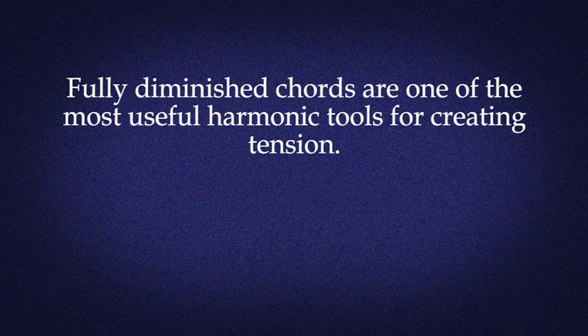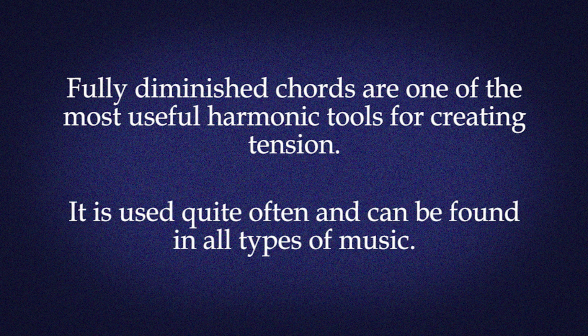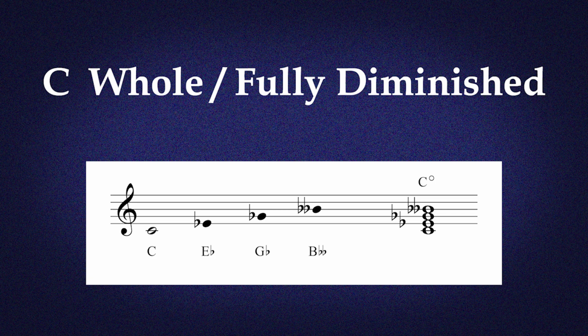Fully diminished chords are one of the most useful harmonic tools for creating tension. It is used quite often and can be found in all types of music. A C fully diminished chord is spelled C, E flat, G flat, B double flat. Again, this note needs to be spelled as a B double flat, not an A.